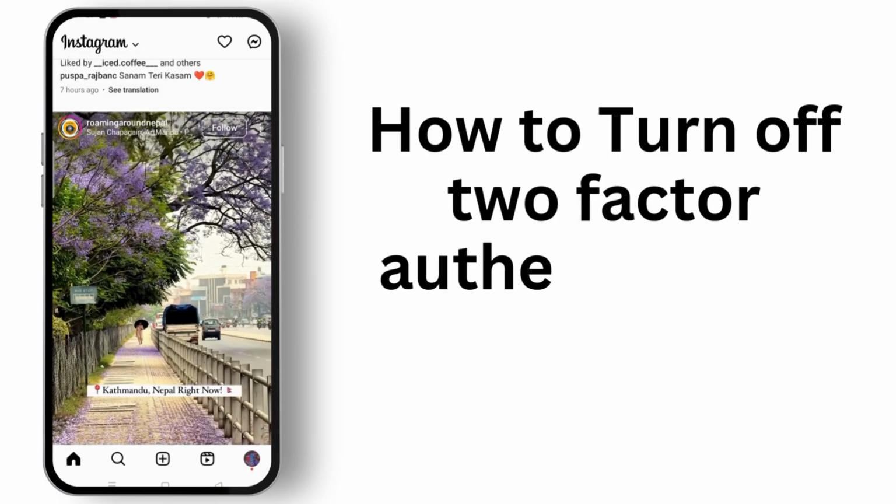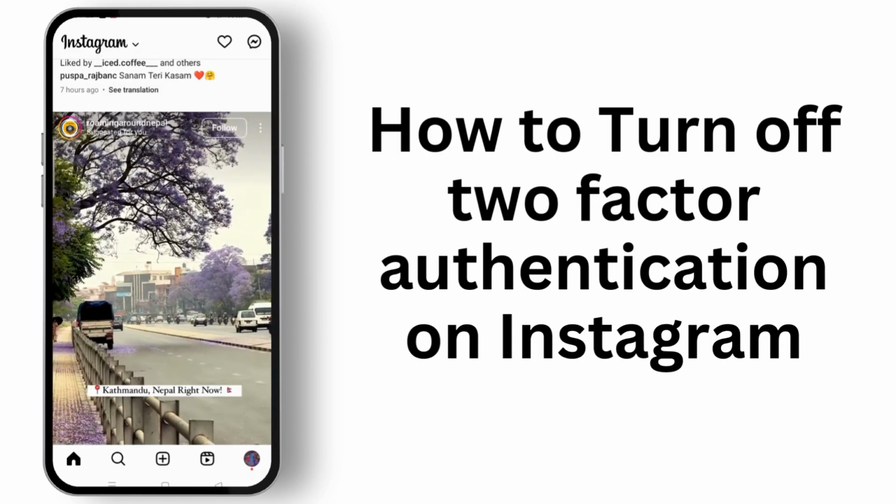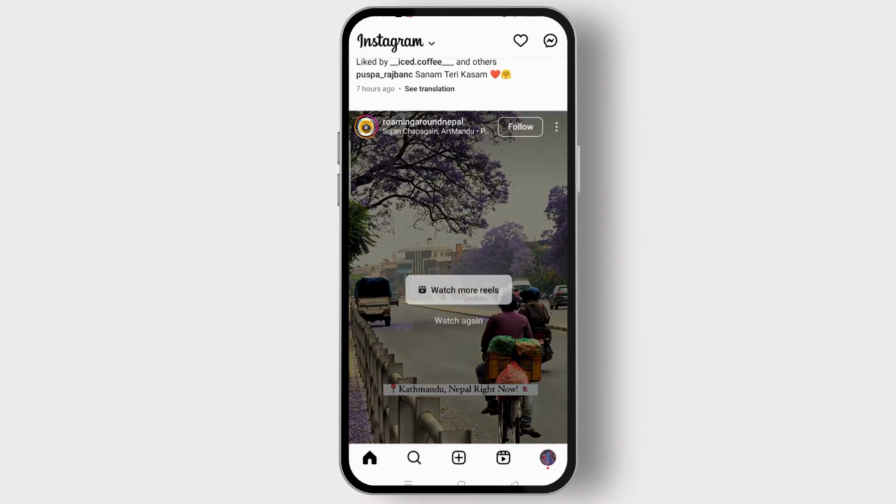How to turn off two-factor authentication in Instagram. Open your Instagram application and sign into your Instagram account. Now tap on the profile icon at the bottom right corner of the screen.